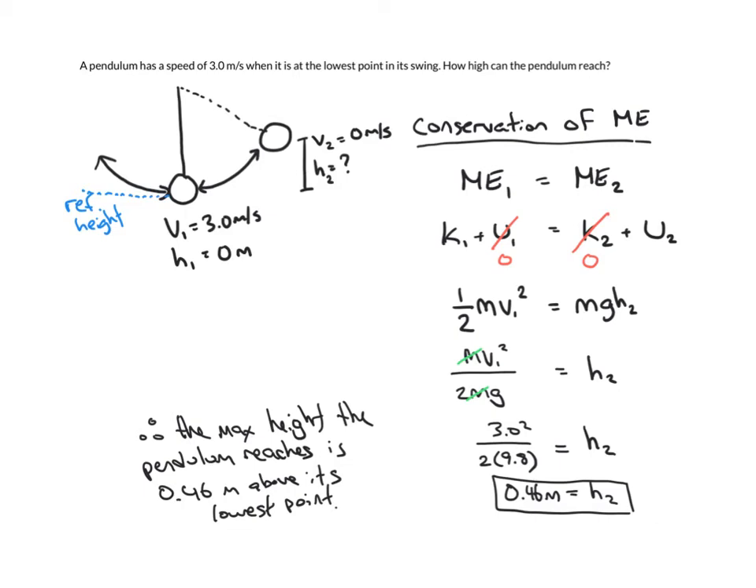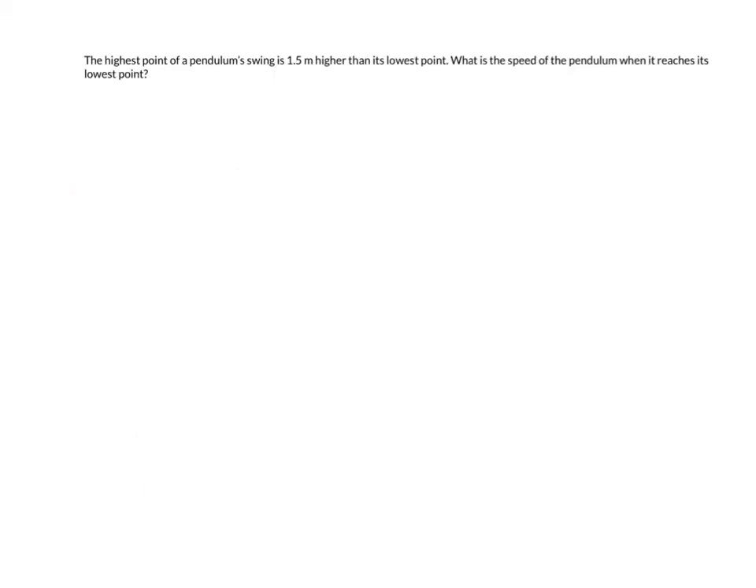The next one is very similar. It's just asking the opposite. So it says that the highest point of a pendulum swing is 1.5 meters higher than its lowest point. What is the speed of the pendulum when it reaches the lowest point?